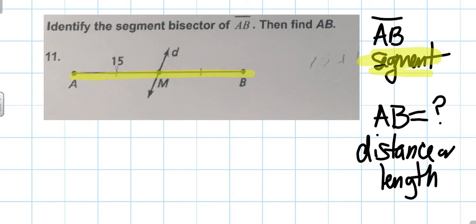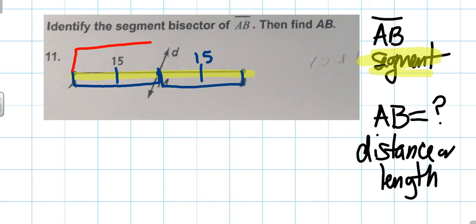So as I said before, these hatch marks mean these 2 pieces are equal. So A to M is 15. That means M to B must also be 15. If you put a bracket here from A to B, you now see the distance A to B is going to be 30.